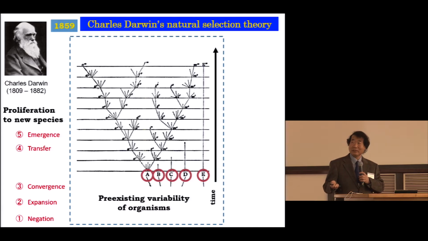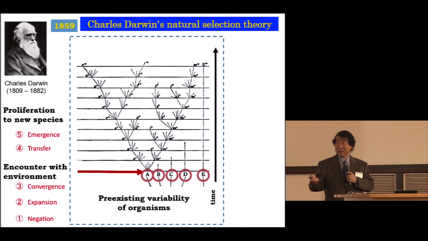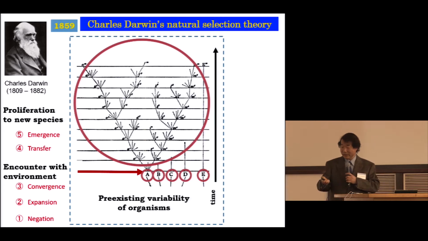What is convergence? When a particular environment confronts existing variable organisms, the environment selects some of the organisms. As a result, it shows the emergence of new species.